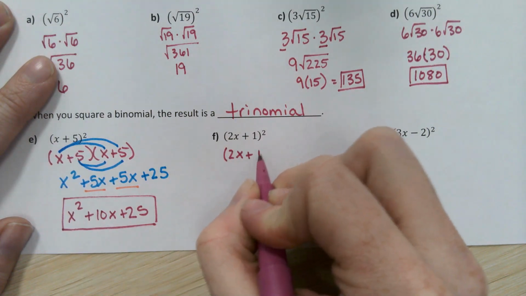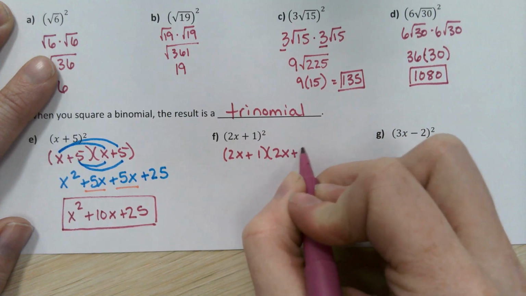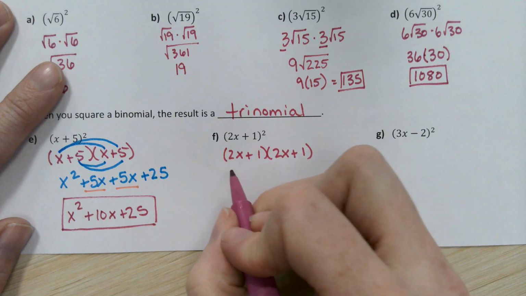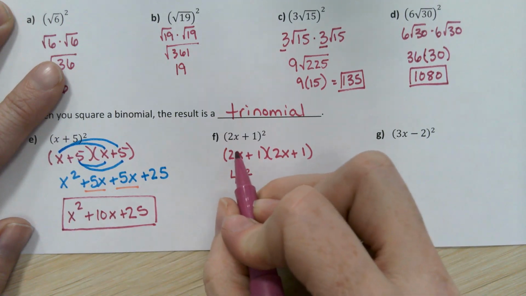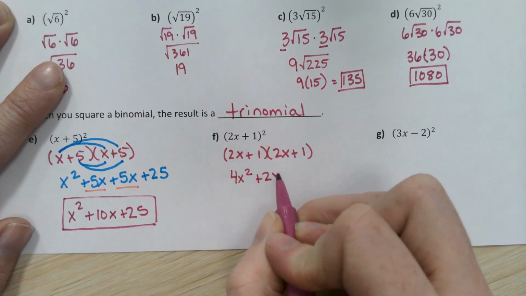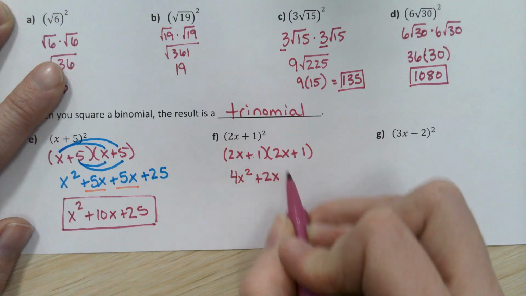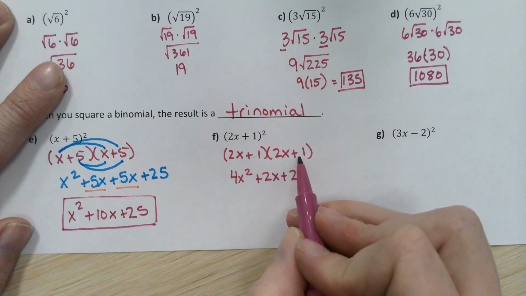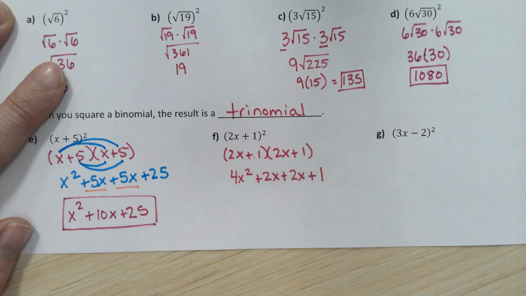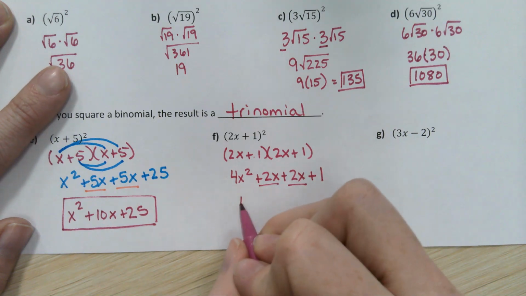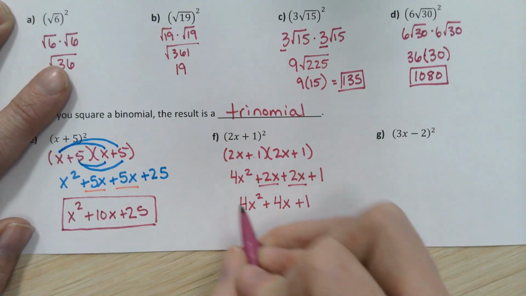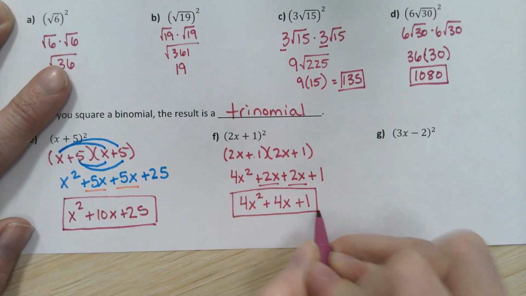Same situation here. 2x plus 1 is squared, so it's multiplied by itself. 2x times 2x is 4x squared. 2x times positive 1 is positive 2x. Positive 1 times positive 2x is another positive 2x. Positive 1 times positive 1 is positive 1. Like terms in the middle with those 2x terms. So 4x squared plus 4x plus 1 is our trinomial answer.